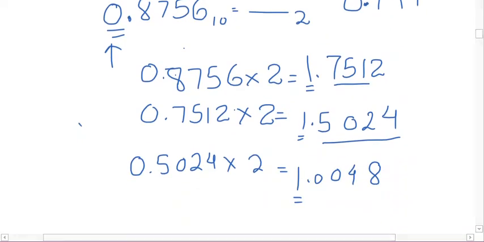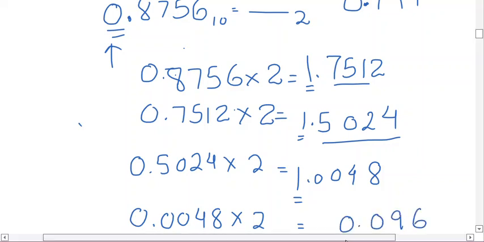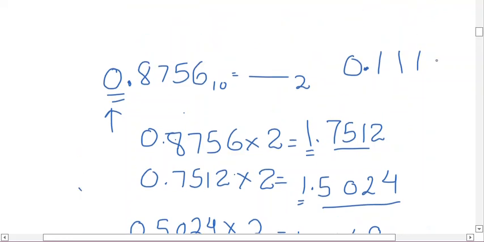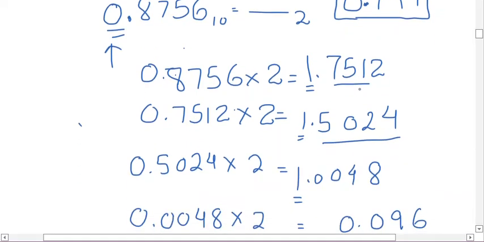Now my remaining number here is 0.0048. It's not all the way to 0, but it's very close to 0. So I can decide to stop here, because then I will get 0.096. Again, my next digit would be 0, and if I keep continuing, smaller numbers come in here. We will have to sacrifice some precision here.